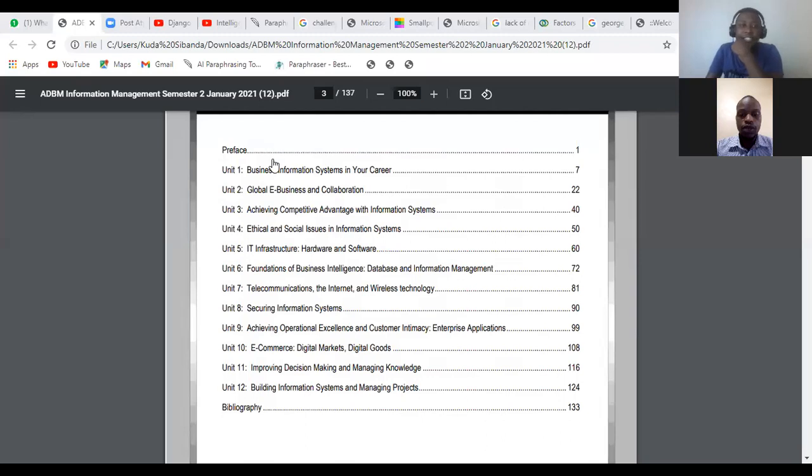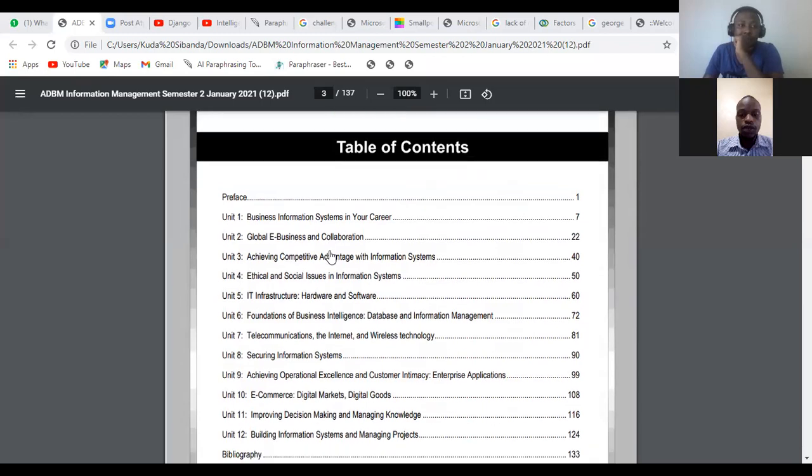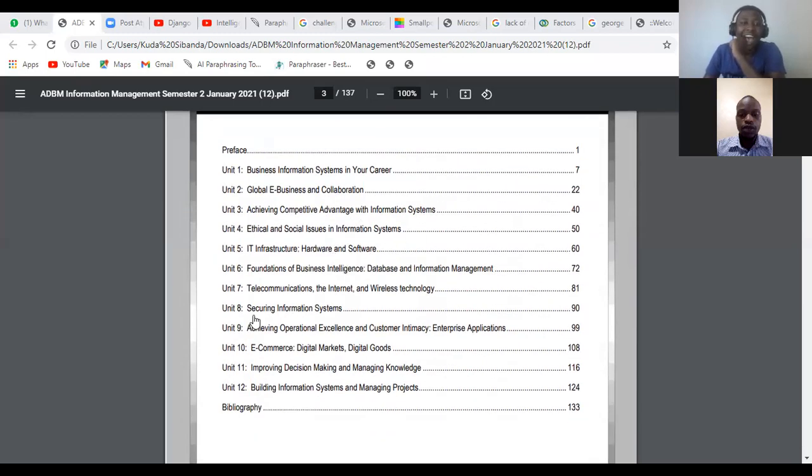you can see this is the table of contents of your study module, right? So basically, these are the subtopics that you're going to cover in this module. So today I'm just going to explain what information management is all about, and then maybe touch one or two things of what is included within your study module.